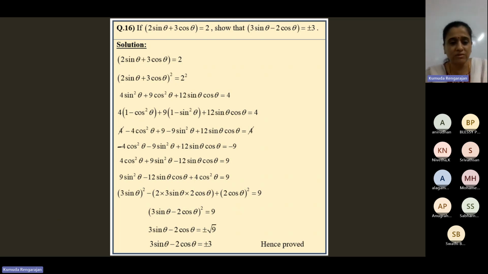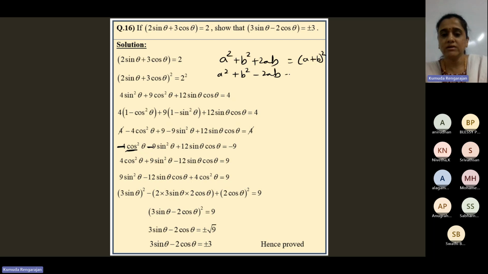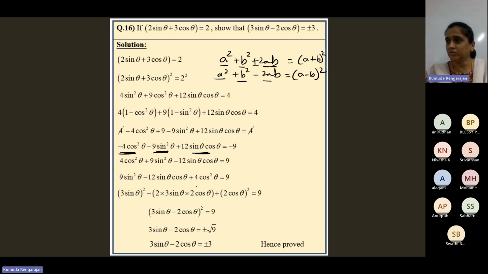I've changed the signs throughout because see here, minus, minus, these terms cannot be in the identity a square plus b square plus 2ab is equal to a plus b the whole square, or a square plus b square minus 2ab is equal to a minus b the whole square. So watch the signs. The middle term can be positive or negative, but the a square and b square terms are always positive, right? But here, the a square and b square terms are negative. This is the middle term, the 2ab term, which can be positive or negative.